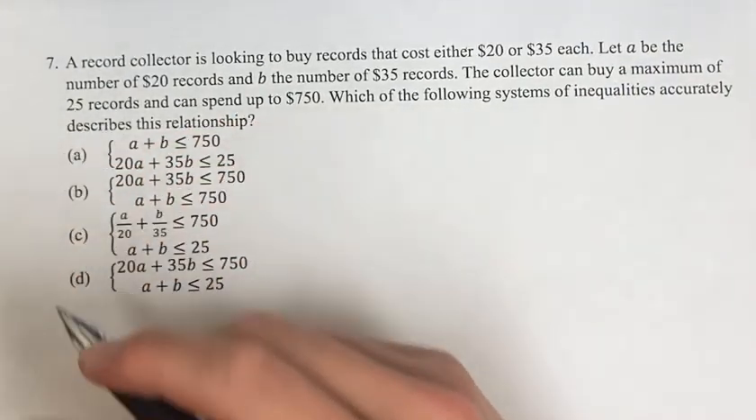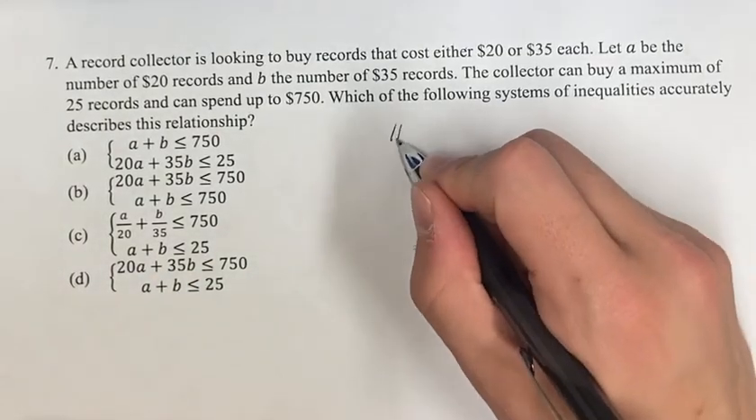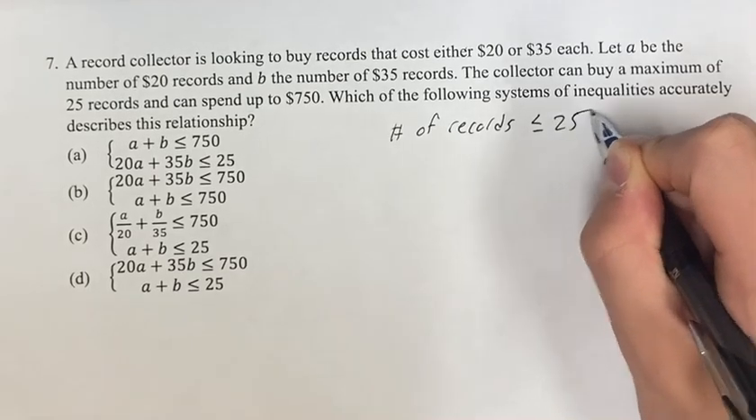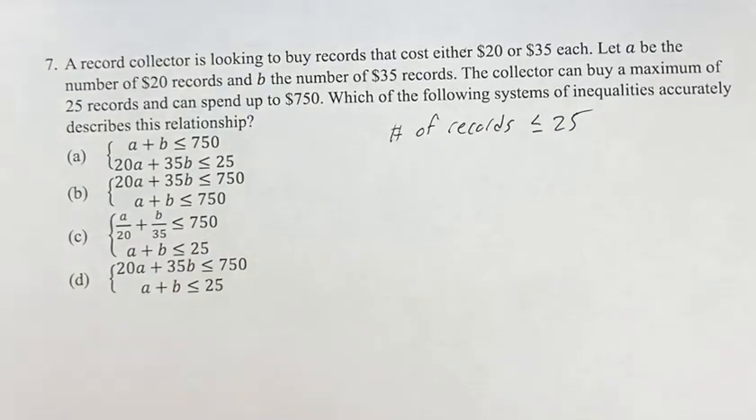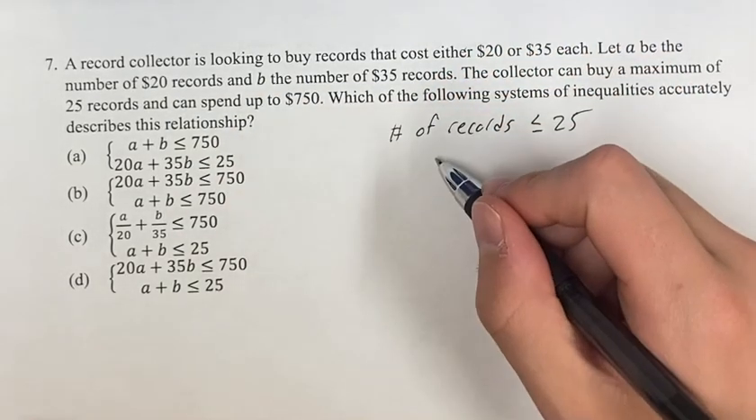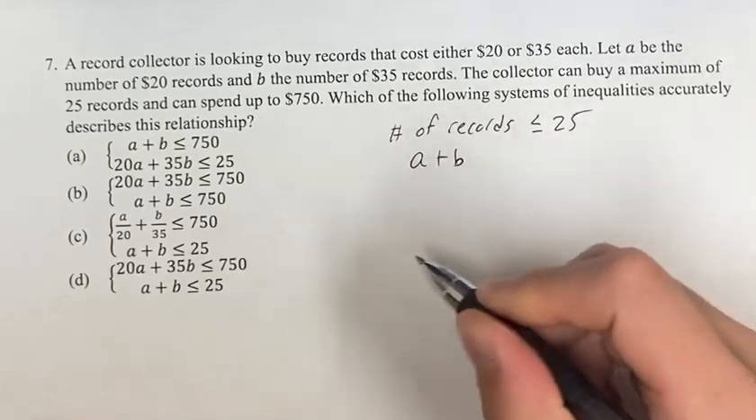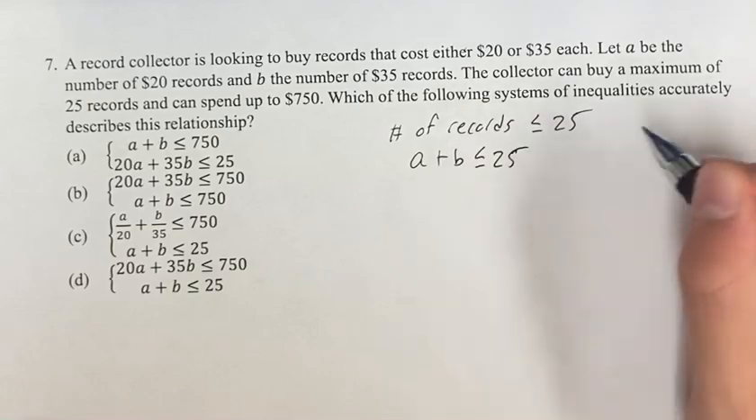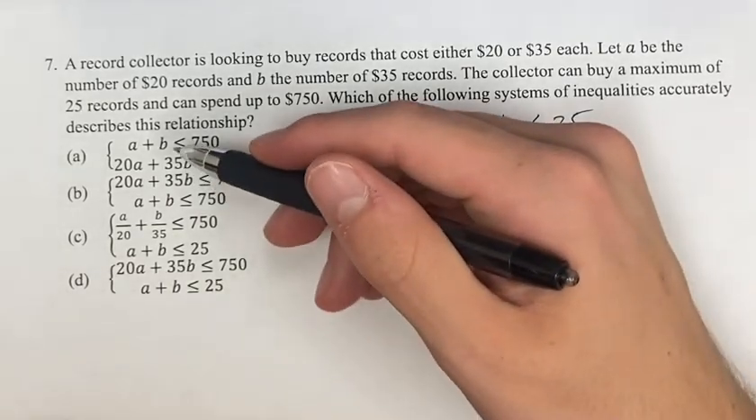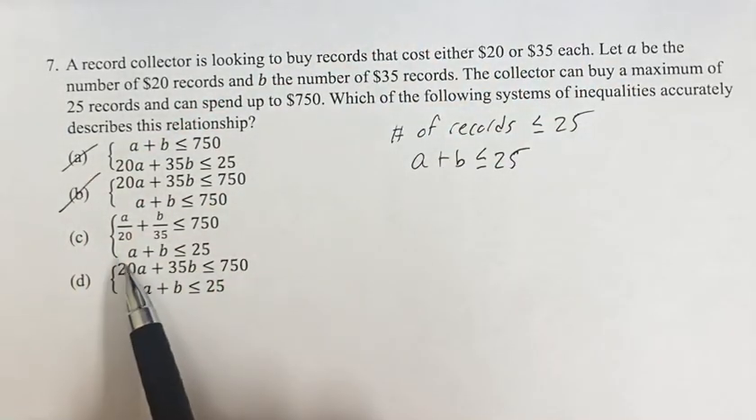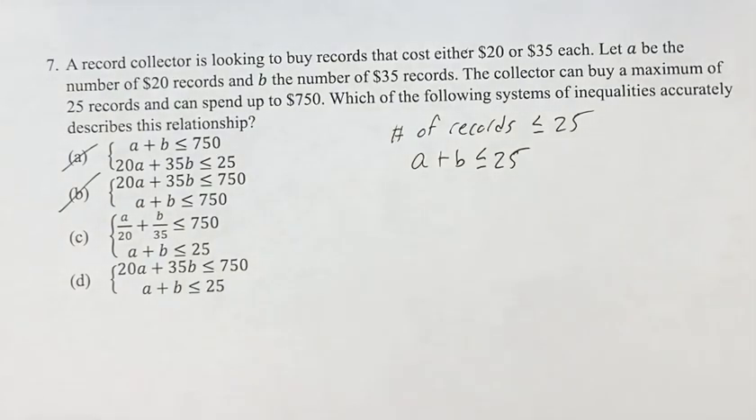So the number of records can be a maximum of 25. So the number of records is less than or equal to 25. And we have two types of records. A is the number of $20, B is the number of $35. So adding the number of each type of record together, A plus B, has to be less than or equal to 25. So looking in our four answers, A and B do not have this, but C has A plus B is less than or equal to 25, and D has A plus B is less than or equal to 25.